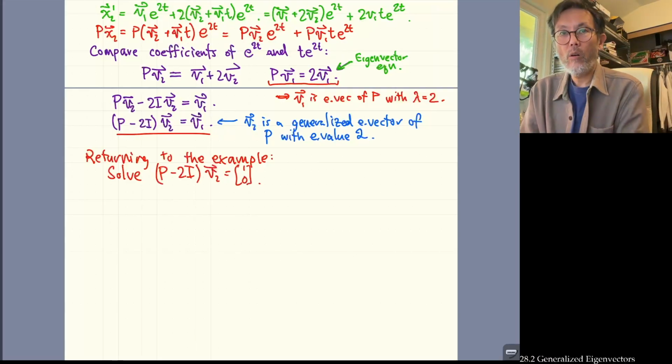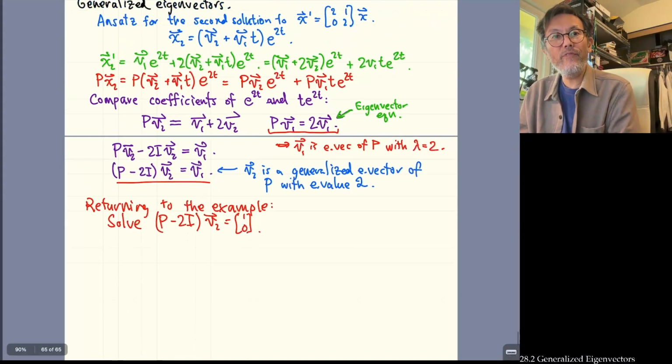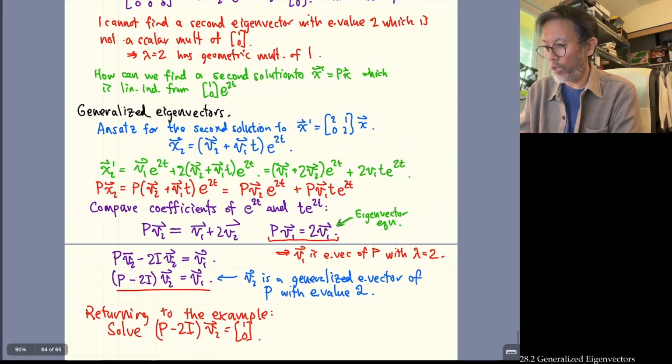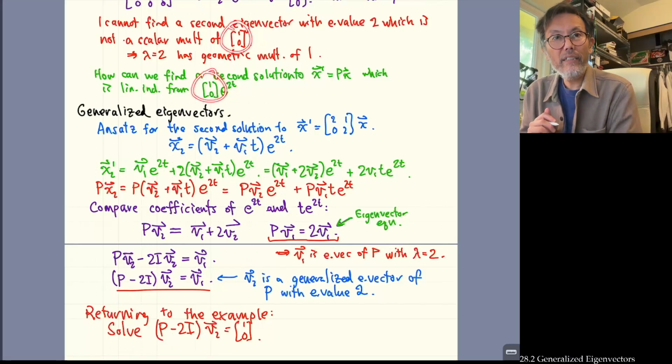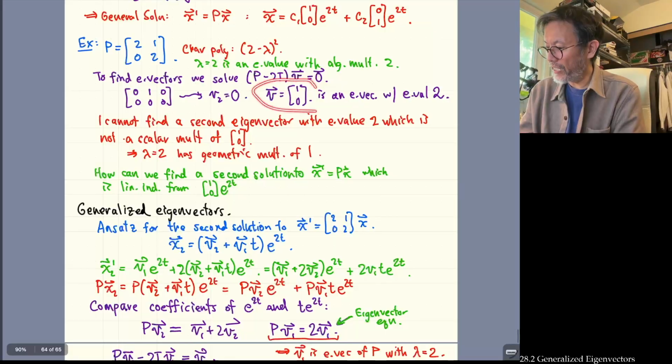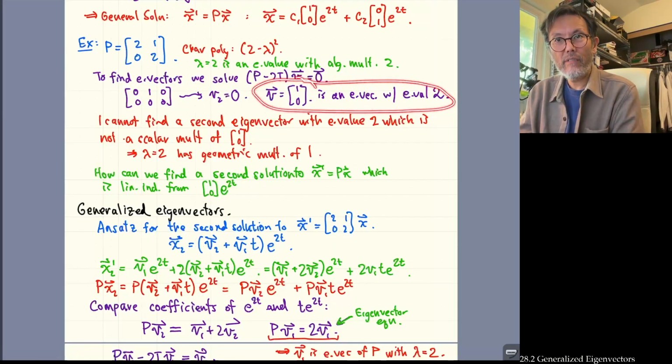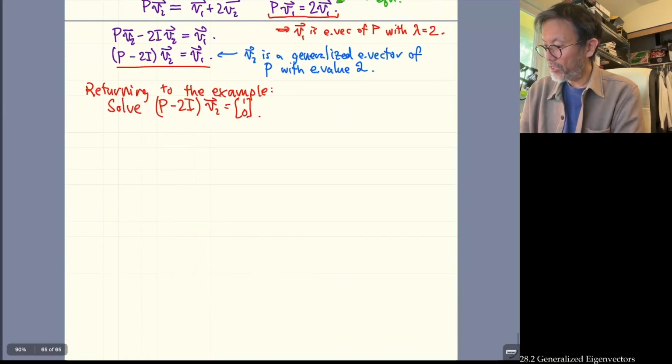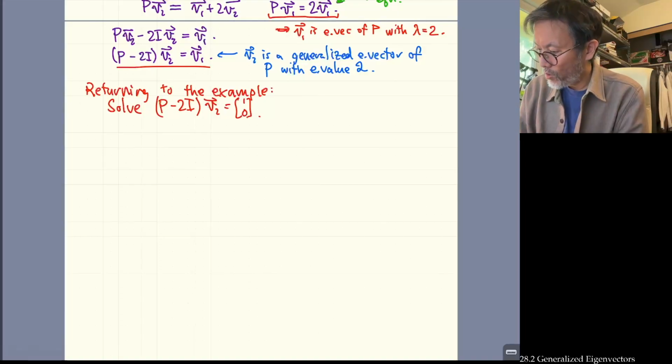Now, why 1, 0? Because that's V1. That's our eigenvector. Where am I drawing that from? From the work that we did up here. Right? See, this is an eigenvector. This is my V1. All right? So I need to solve this system. Well, what is this system?